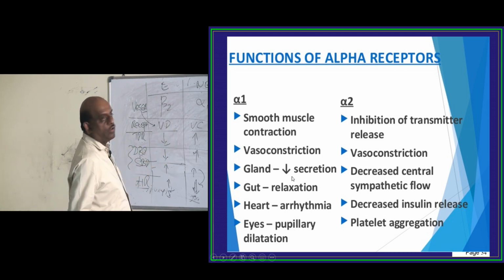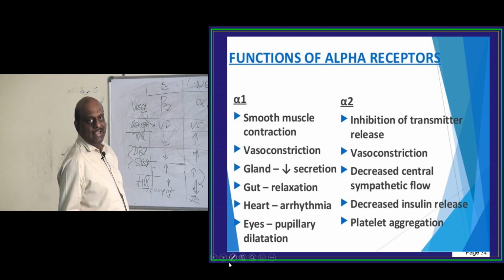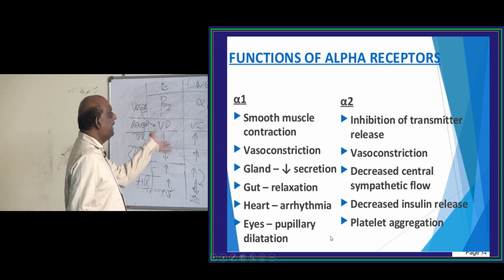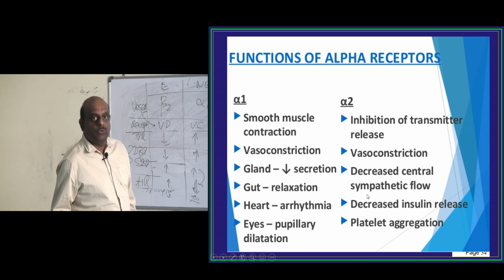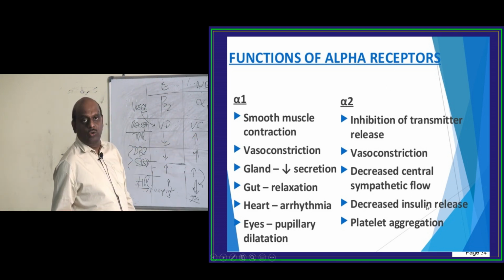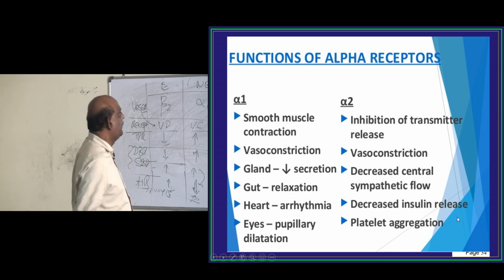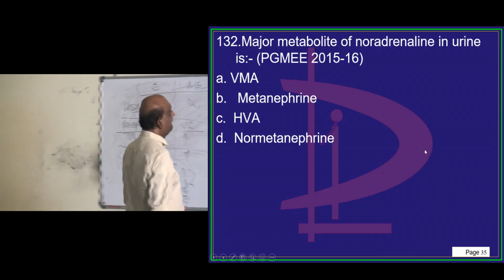Alpha 1 leads to vasoconstriction, decreased glandular secretion, and in the gut it leads to relaxation. In the heart, alpha 1 leads to arrhythmias. In the eyes, it leads to pupillary dilatation. Alpha 2 decreases central sympathetic flow, and decreases insulin release and platelet aggregation, is what you need to understand.